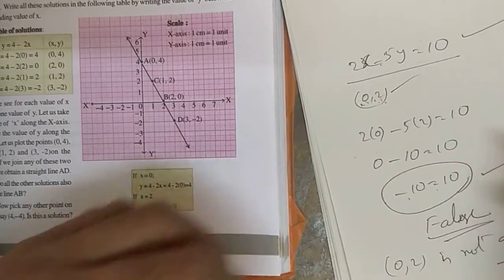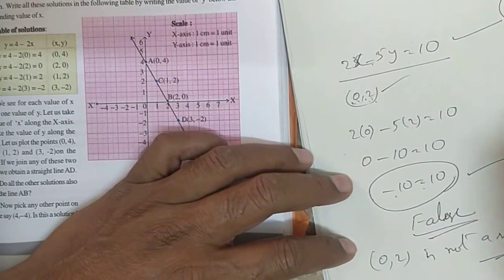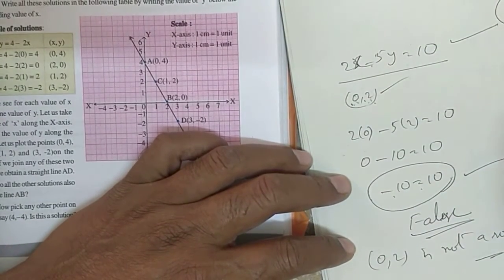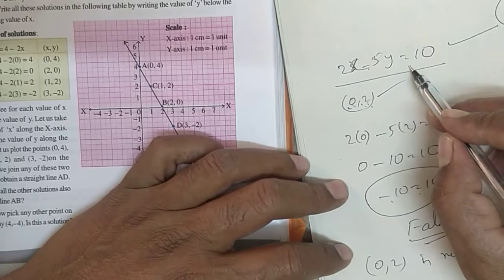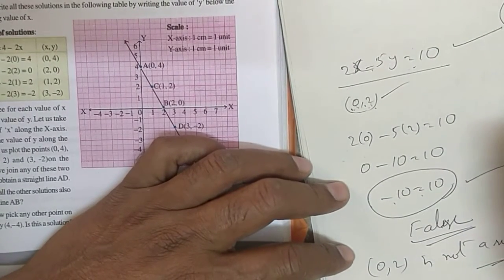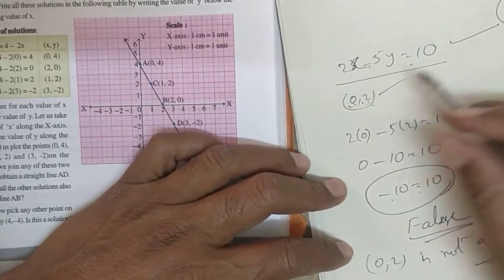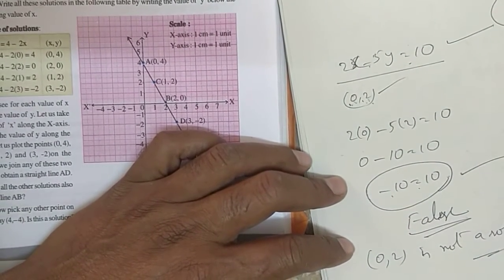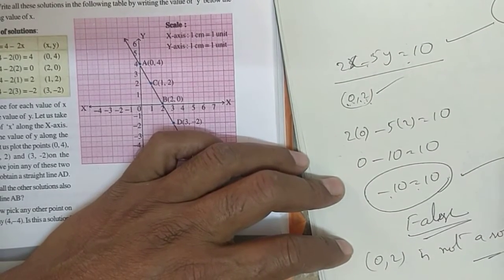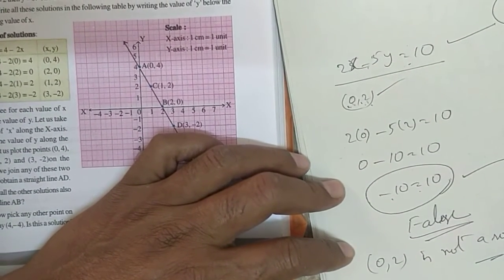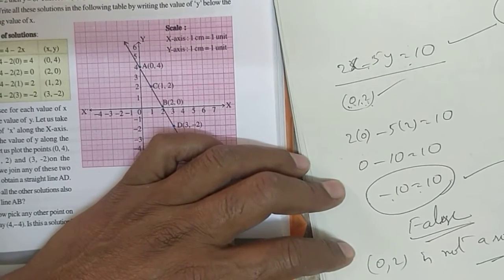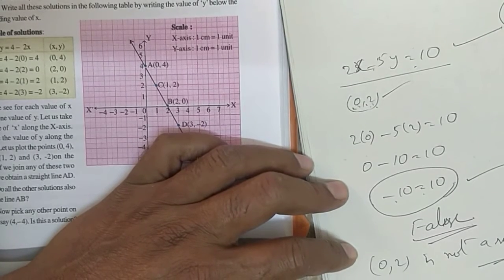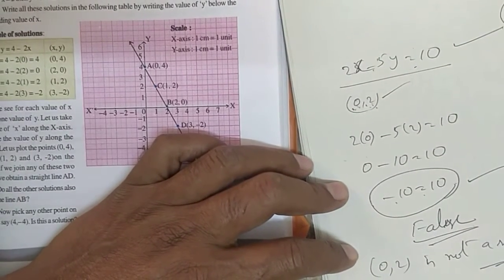Next one, what is given? (0, minus 2). He is asking, check whether (0, minus 2) is a solution for this or not. Means in place of x you substitute 0, in place of y you substitute minus 2. 2 into 0 minus 5 into minus 2 is equal to 10. 0 plus 10 is equal to 10. 10 is equal to 10, you got it. So LHS is equal to RHS, means (0, minus 2) is a solution for this linear equation.